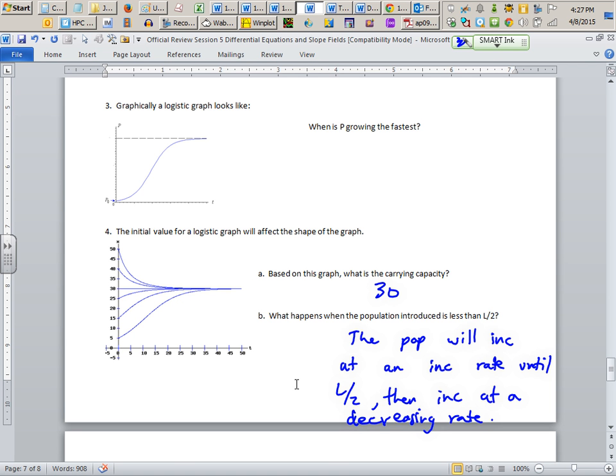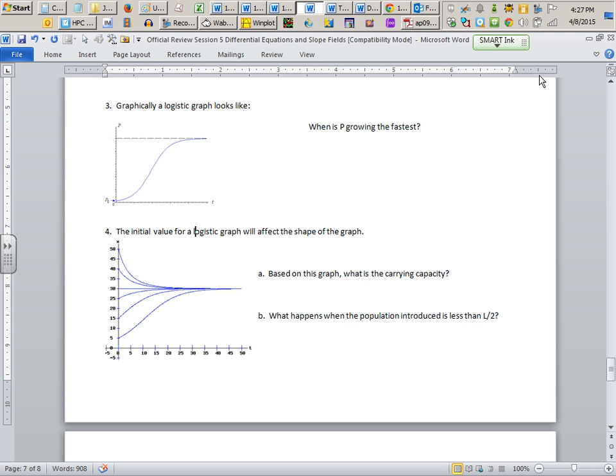But that kind of phenomenon only happens if you bring in less than half capacity, which is only this bottom curve, really. It's the only one with the point of inflection, isn't it? You should have seen something like this in your science classes, but that was before the language of differential equations was introduced. Okay?